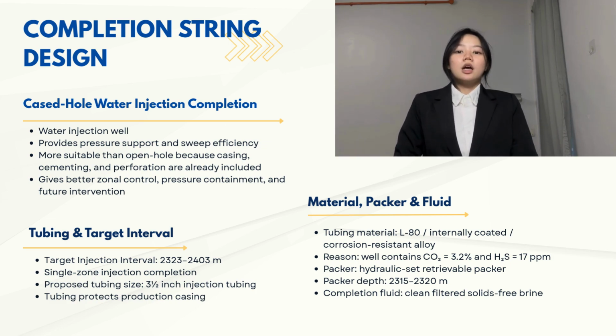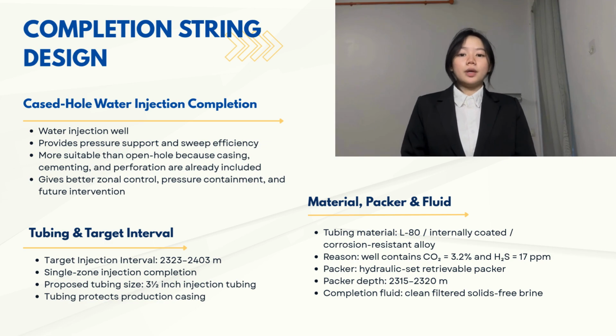Besides that, we continue with tubing. For tubing, we propose a 3.5 inch injection tubing string. This tubing string size is suitable because the well is vertical and the well depth is moderate. The tubing provides a dedicated path for water injection from the surface to the reservoir. It also helps protect the production casing from injection pressures and corrosive fluids.